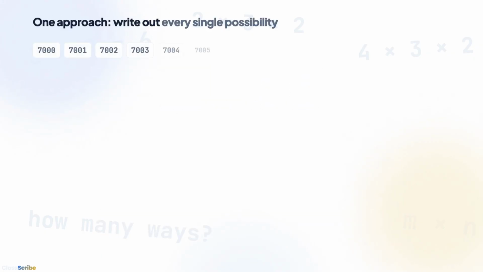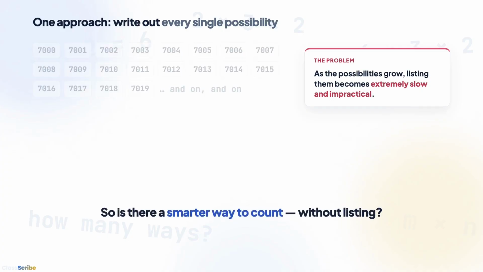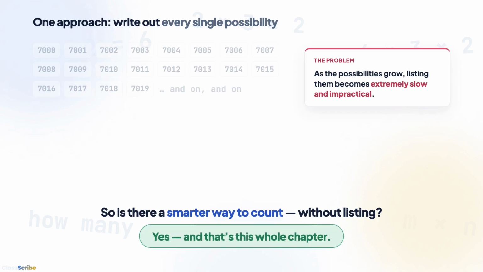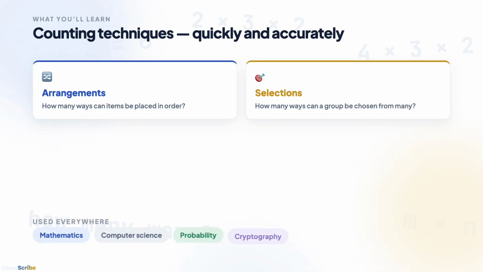One approach is to write every possible arrangement one by one. But as the number of possibilities increases, this method becomes extremely slow and impractical. So, is there a smarter way to count without listing every possibility? The answer is yes. And that is exactly what this chapter is all about. In this chapter, we learn powerful counting techniques that help us determine the number of possible arrangements and selections quickly and accurately. These ideas are widely used in mathematics, computer science, probability, cryptography, and competitive programming.